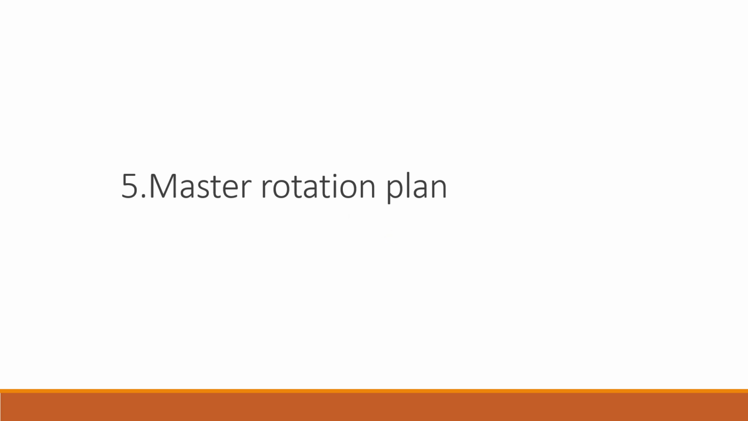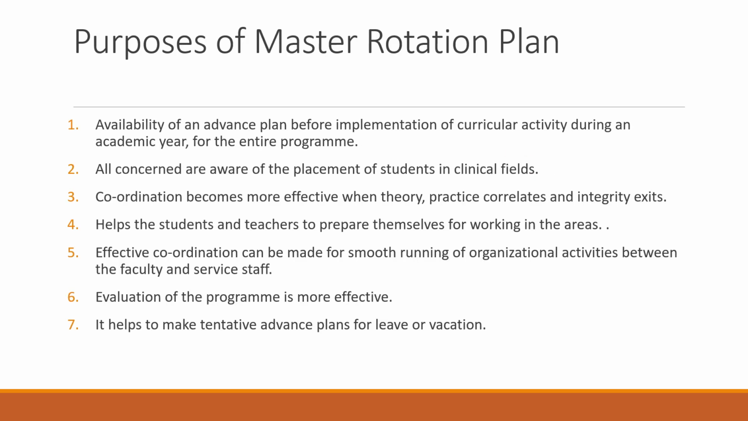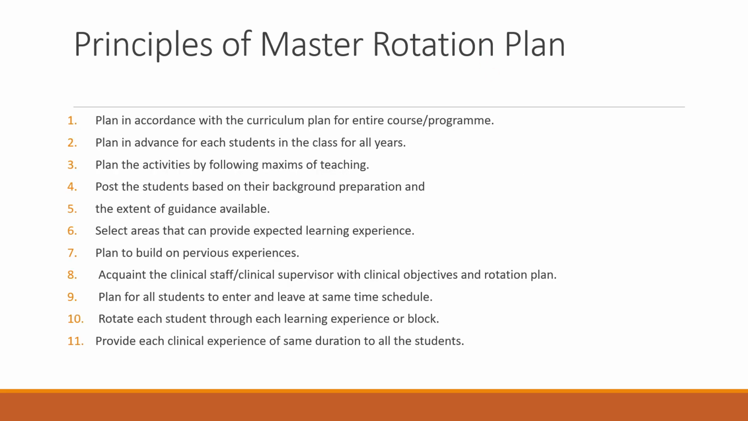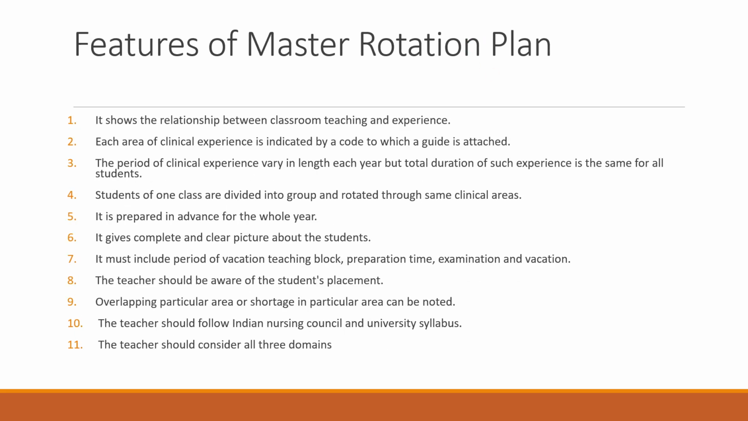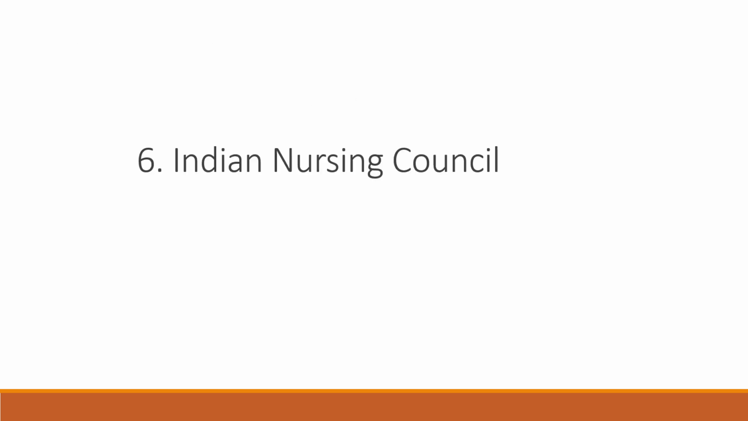The fifth question is master rotation plan. The answer should progress like this. First, mention the definition of master rotation with the author. Then write about the purposes of master rotation. Mention the principles of master rotation plan. Then the features of master rotation, the factors to be considered while constructing a master rotation plan, and the responsibilities of teaching staff in the master rotation plan. This is the answer key of the question about master rotation plan.